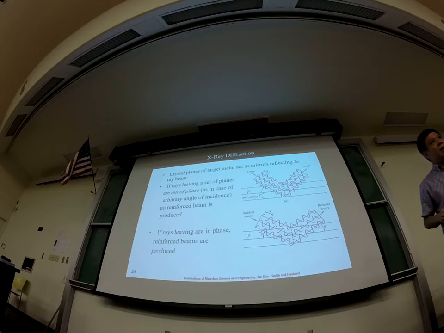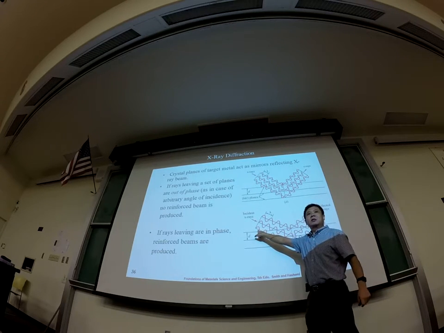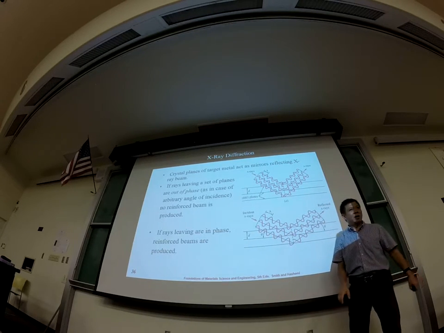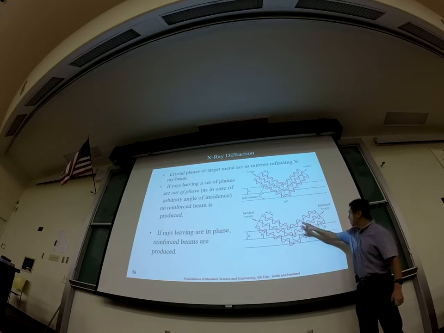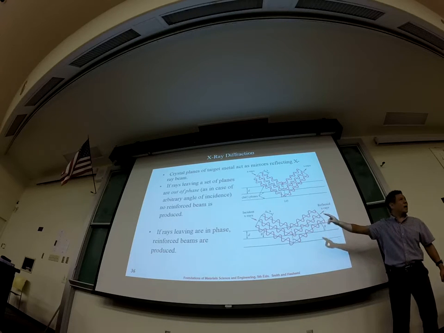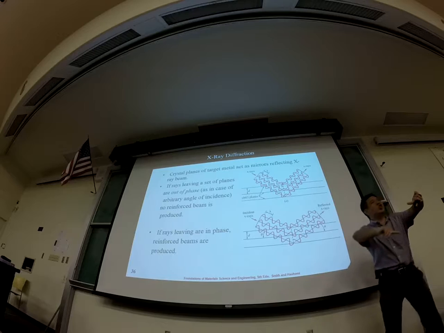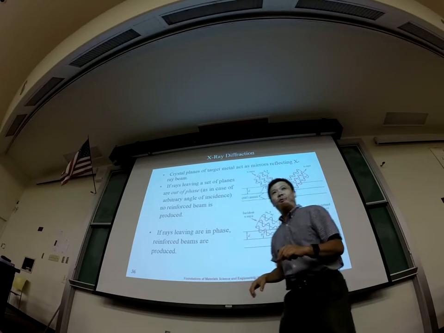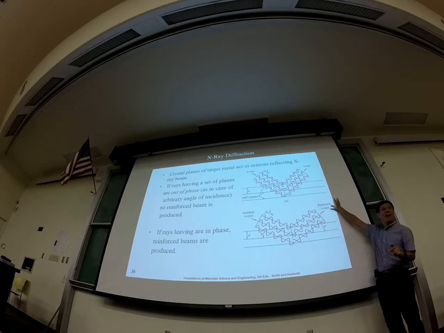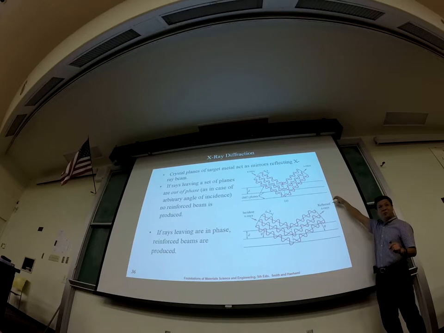But if the conditions match, that means the wavelength of the X-ray matches the interplane distance, the reflected X-rays will be in phase. In phase means they will enhance each other. They will undergo resonance, right? So therefore, you will see a very strong reflection beam at the same angle.